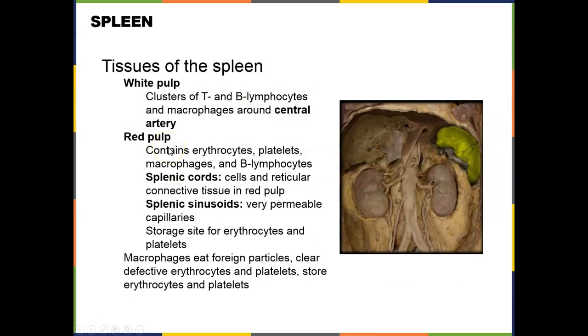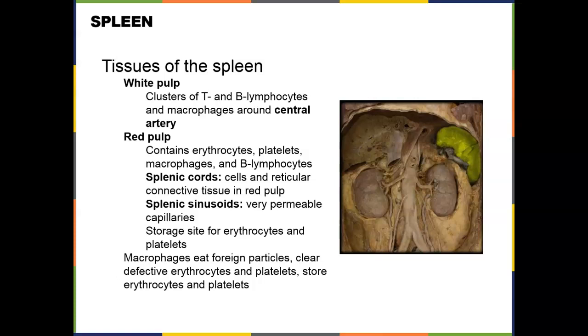And so I mentioned that the red pulp contains erythrocytes. This is where erythrocytes can go either to be stored or can be broken down if they are damaged. The white pulp then has your lymphatic cells like B and T lymphocytes, and it also contains macrophages that are going to break down those erythrocytes that are damaged.